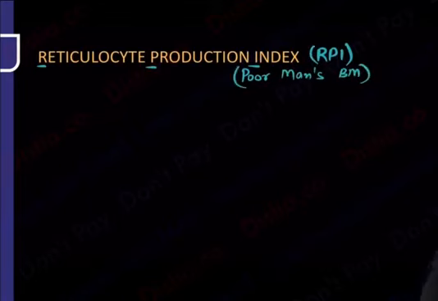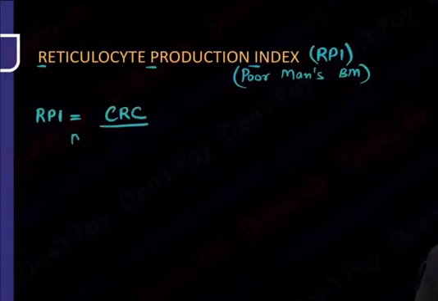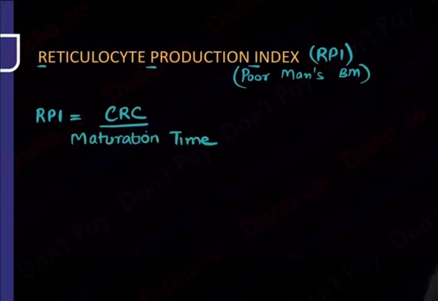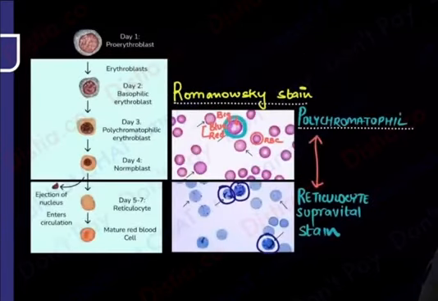So what is reticulocyte production index? What is the formula? Reticulocyte production index is the corrected retic count divided by the maturation time. Now I know that I'm calculating reticulocyte production index, which is going to be a poor man's bone marrow. Corrected retic count formula, ma'am, we know. What is this maturation time? Going back to the same cycle again. Did you notice that once the reticulocyte comes out into the blood, it takes 1 or 2 days to become a mature cell, the maturation time. So how much time am I saying? 1 or 2 days it takes to become a mature cell.